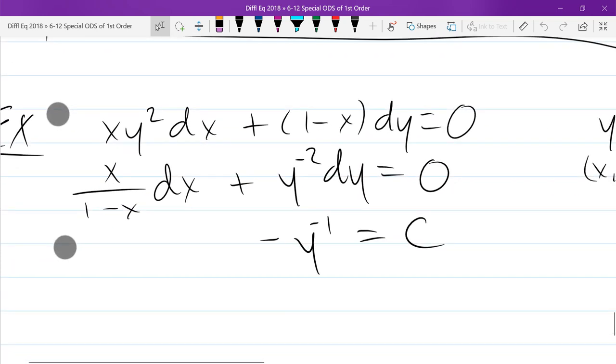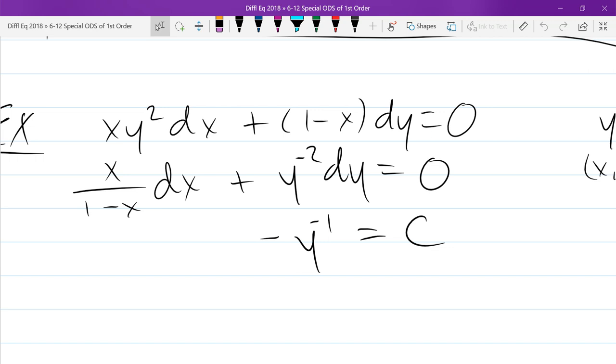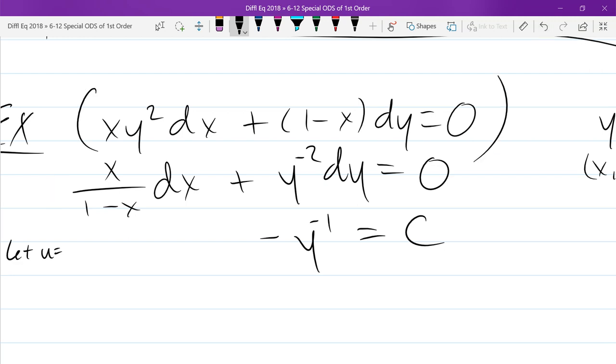Just add 1 to the power, divide by negative 1. The other one's less easy, the x integral. And we'll plug by that guy right there. You probably divided by y squared, but that's the exact same thing I did. I just multiplied by y to the negative 2. But I didn't do 1 minus x. Well, you've got to get the x away from the dy.